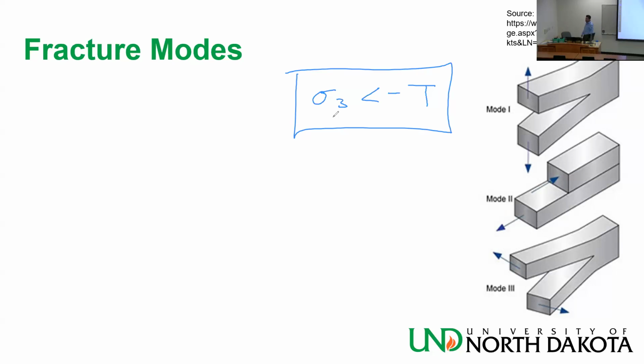And then you have mode 2 and mode 3, which are both shear: mode 2 is in plane, the sliding mode, and mode 3 is the tearing mode, out of plane. Those are both shear. Unfortunately, for shear failure, it's not that easy. It's not as simple as the tensile failure.